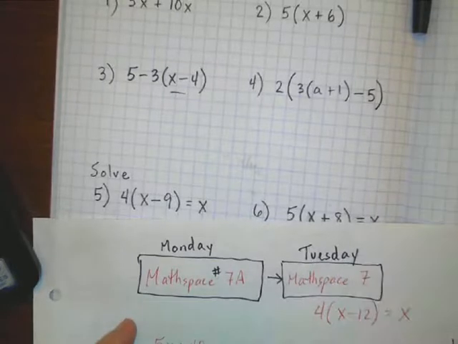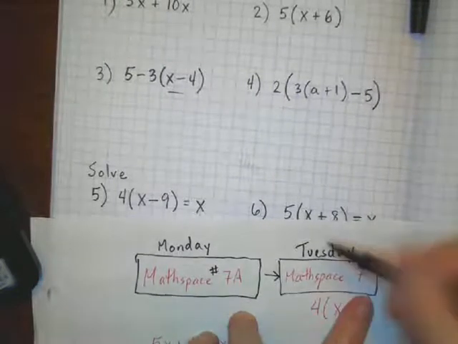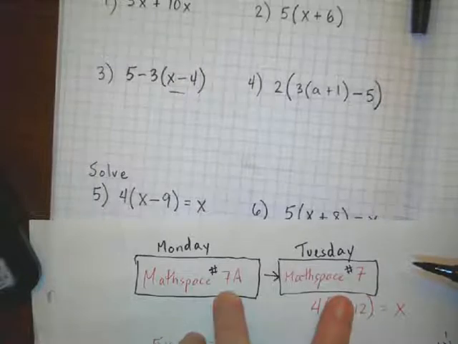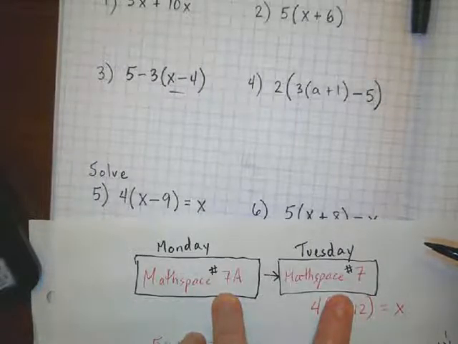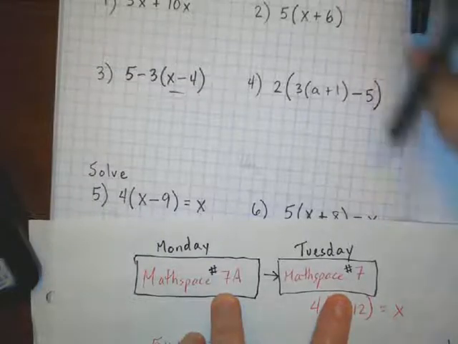Okay, if you don't see a number 7 or a number 7A, then you should probably send me an email if you can do that. Okay, I'll be looking out for your work on Math Space.